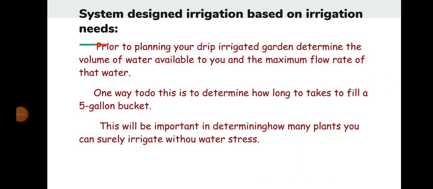Moving on to the system design of irrigation based on irrigation needs. How can we design this type of irrigation? One way is to determine how long it takes to fill, for example, a 5-gallon bucket, and this will be important in determining how many plants you can safely irrigate without imposing water stress. Then the volume of water available to you and the maximum flow rate of that water can be calculated from these irrigation needs.